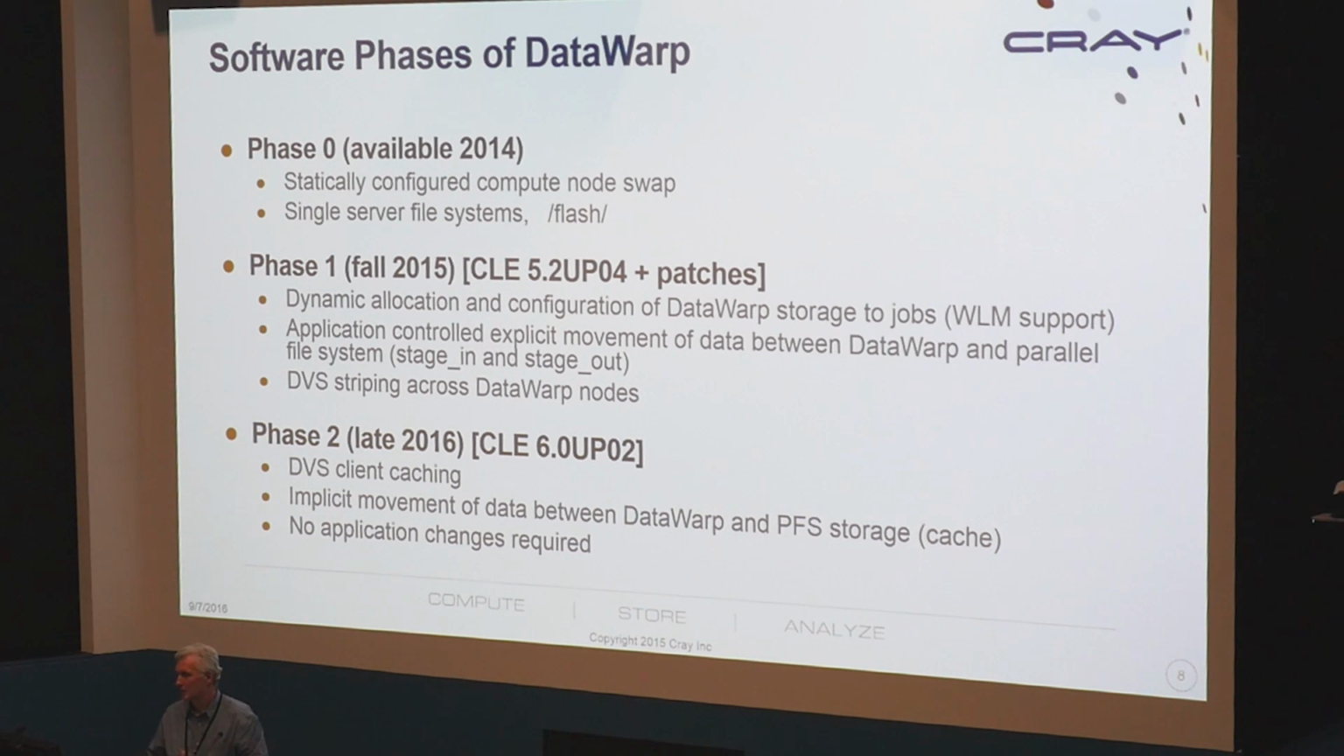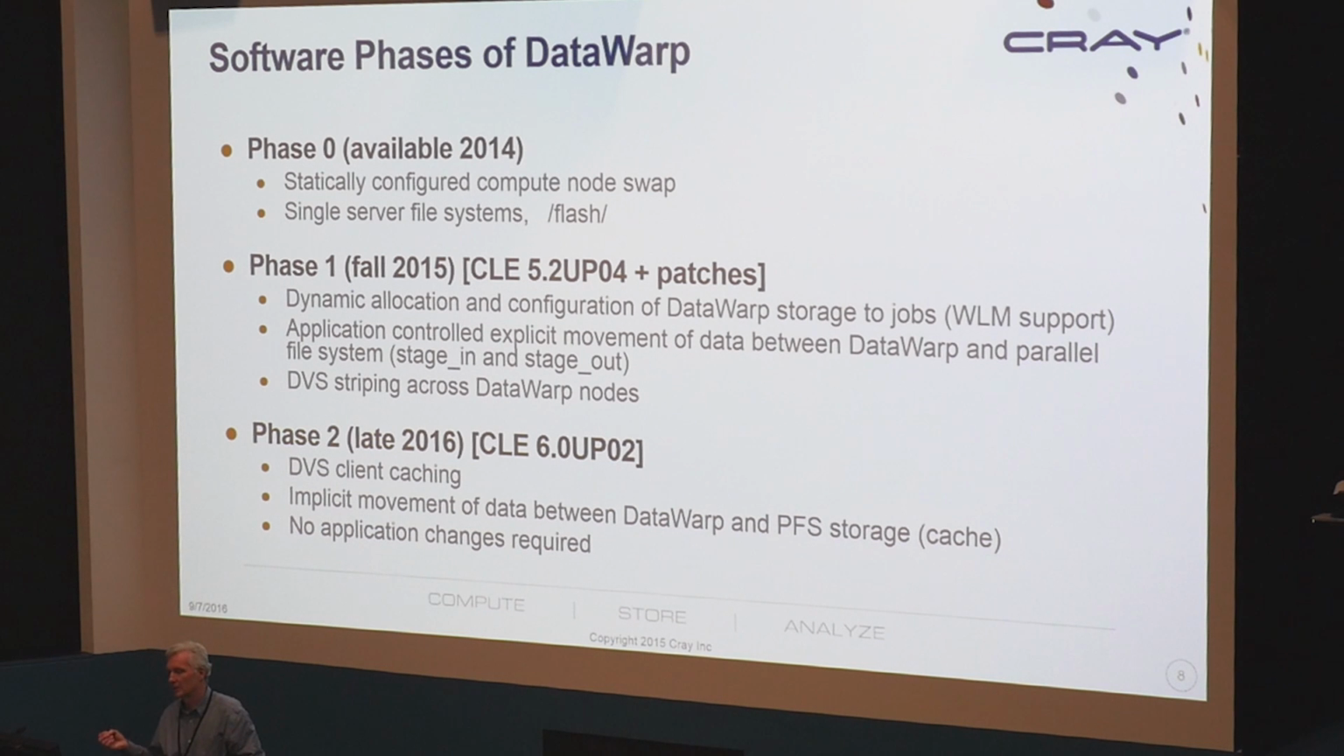The phases of DataWarp so far: our initial phase was basically nothing more than mounting a file system that was coming off the DataWarp SSDs. Now with phase one, which we currently are in, we can dynamically allocate and configure the DataWarp using the workload manager. We still have somewhat explicit movement of data between DataWarp and the parallel file system. We use these stage in, stage out components. But we do have the capability of striping across the range of DataWarp nodes.